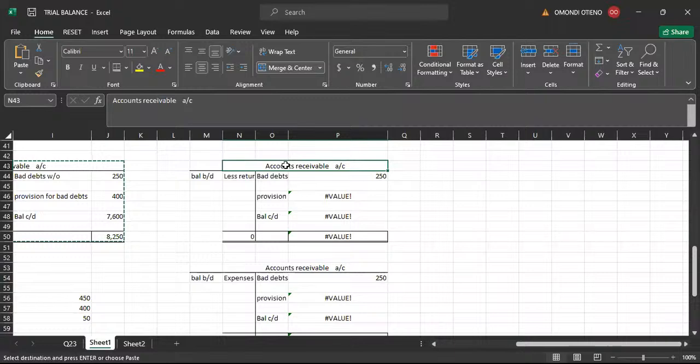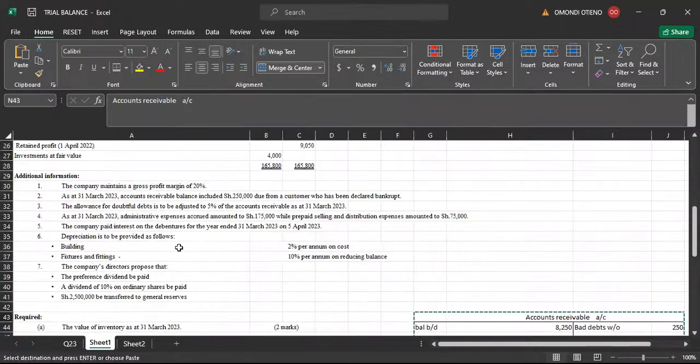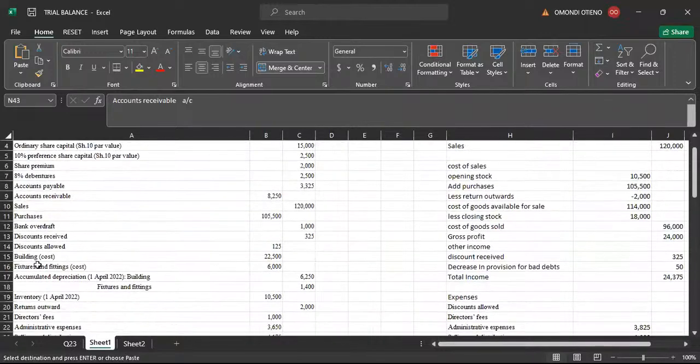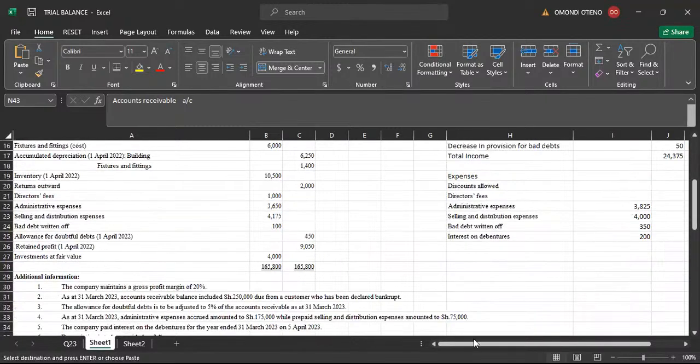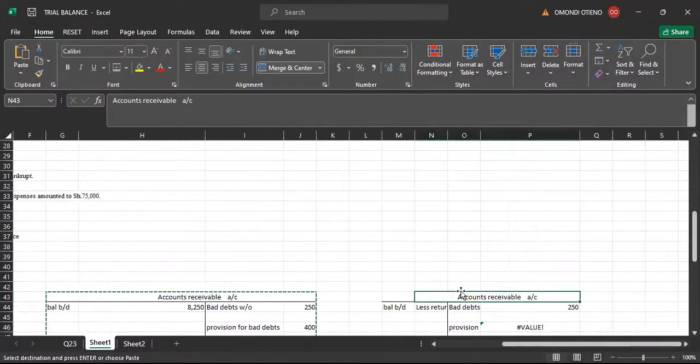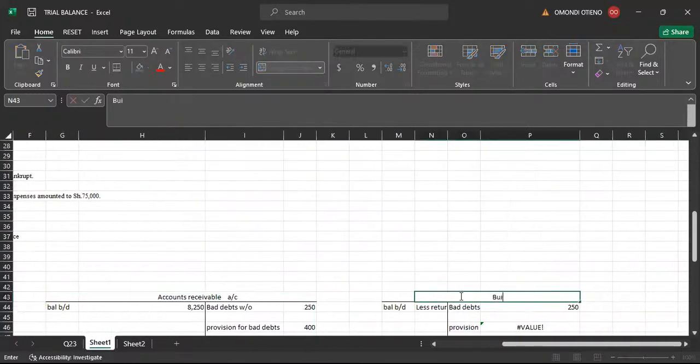So the first one will be land. Let me just pick the first asset, then we see what we're supposed to do. How many are they? We have buildings, fixtures, and fittings. There are only those two. So let's deal with buildings, then we see what we are talking about.